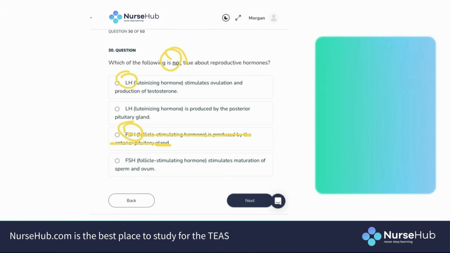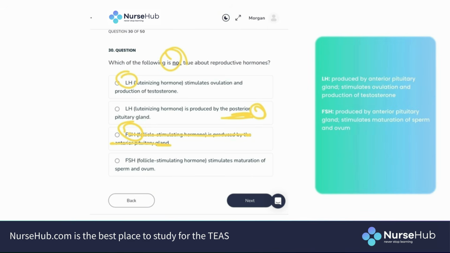I also see that the answer incorrectly states that LH is produced by the posterior pituitary gland. All right, so I know that that is not true, meaning that this could be my correct answer, but let's just make sure. Let's focus on function. FSH is involved in the maturation of sperm and the ovum, the egg. So I can go ahead and eliminate this answer because that, again, is true.